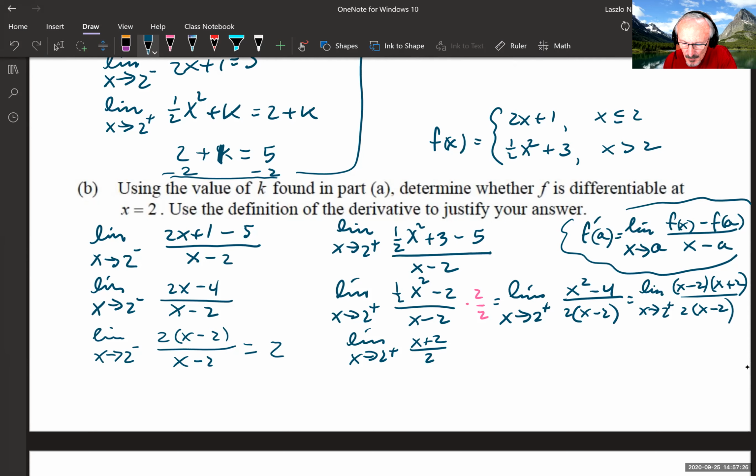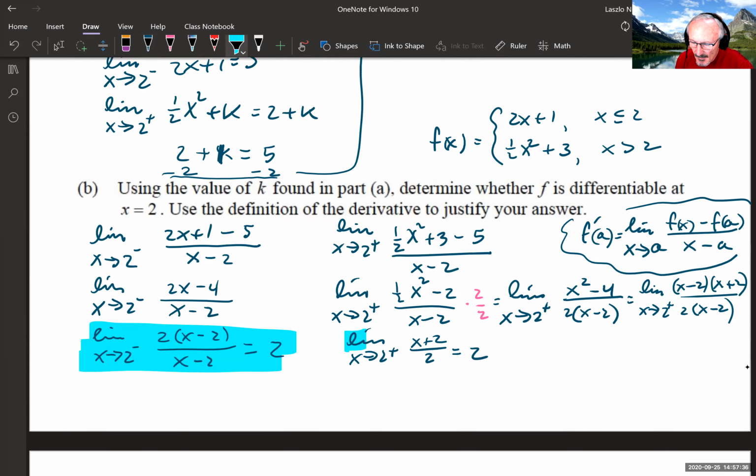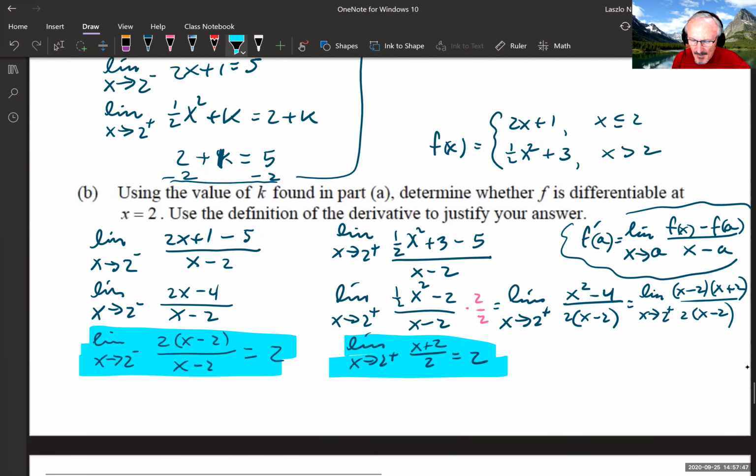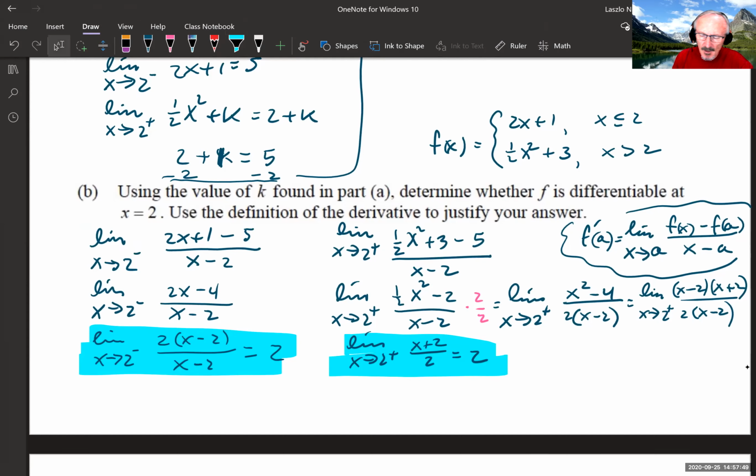And this gives you a 4 over 2 and 2. And because we have the limit here equaling the limit here, consequently, we have established differentiability of f of x when k is equal to 3. Okay? And this was the required work. You see, justify your answer.